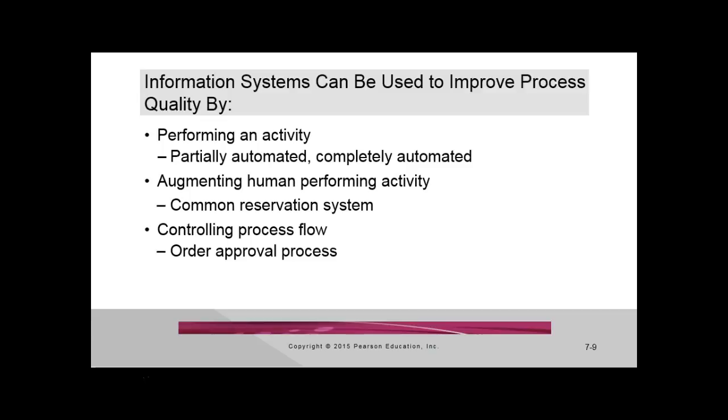Miko's approval, now I got this person's approval. So it can control the data quality and the flow. That's what information systems can do a lot better than humans, at the same time.